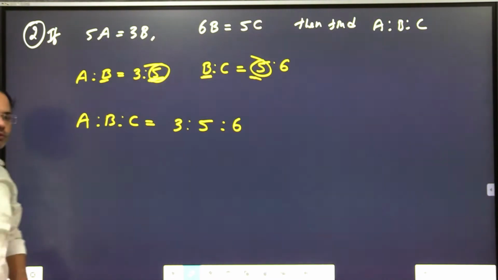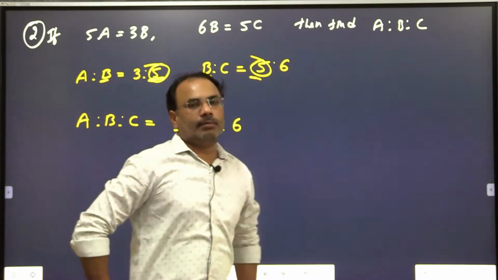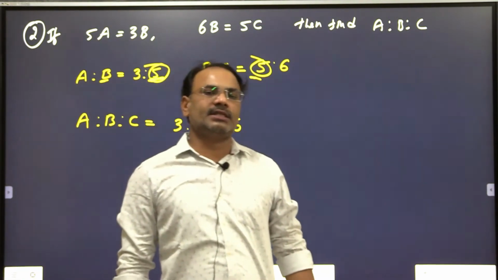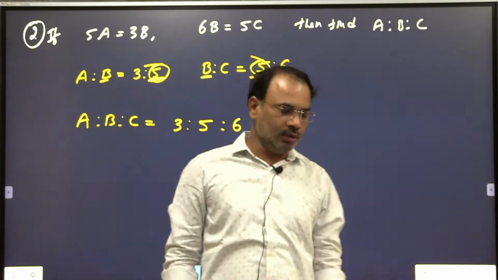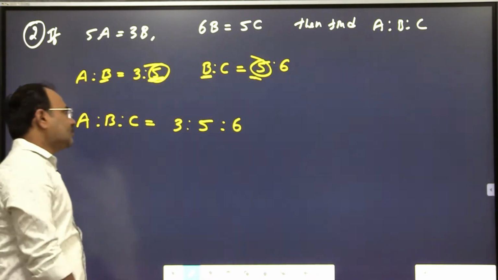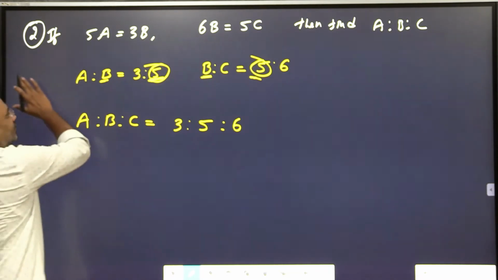If the middle term is the same, you can write a is to b is to c directly without any working rule. So a is to b is to c is equal to 3 is to 5 is to 6. So this is the second question.